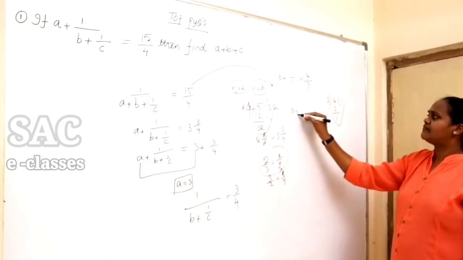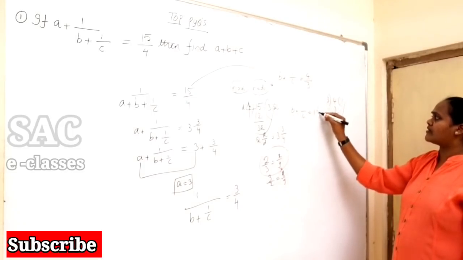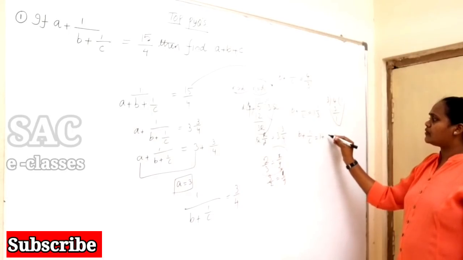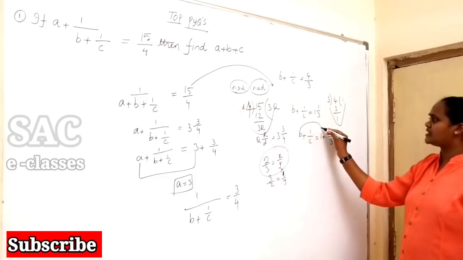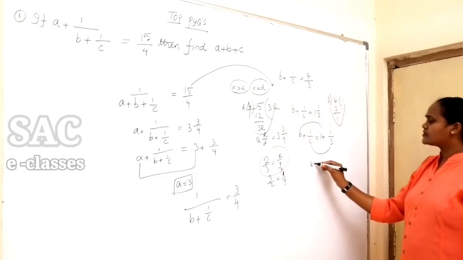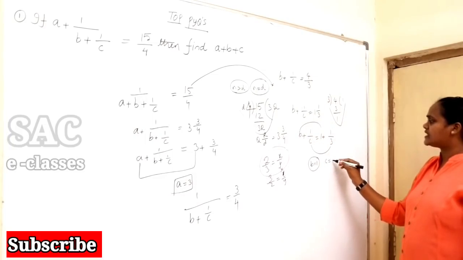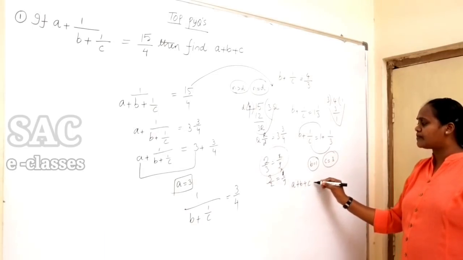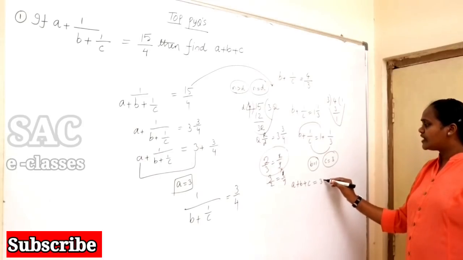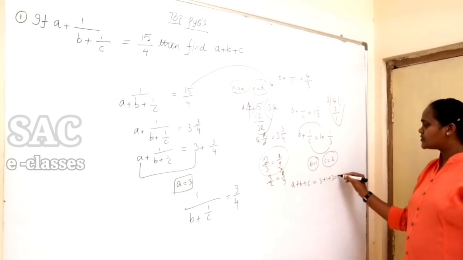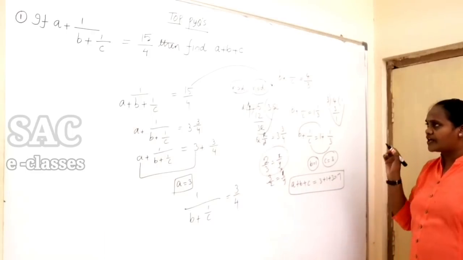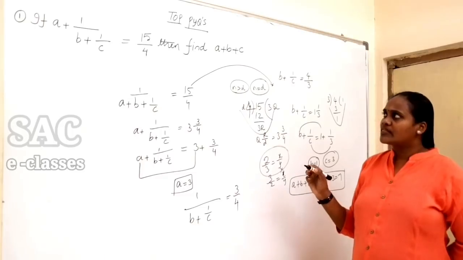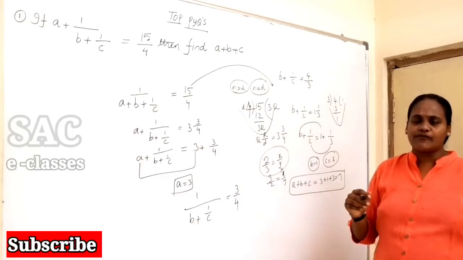So B plus 1 by C equals 1 plus 1 by 3. Now B is 1 and C is 3. So B equals 1 and C equals 3. The question asks you to find A plus B plus C, which is 3 plus 1 plus 3, giving you 7. In this way we can find it. It is a very important model problem in successive fractions.